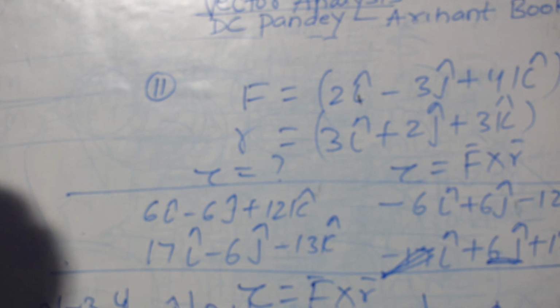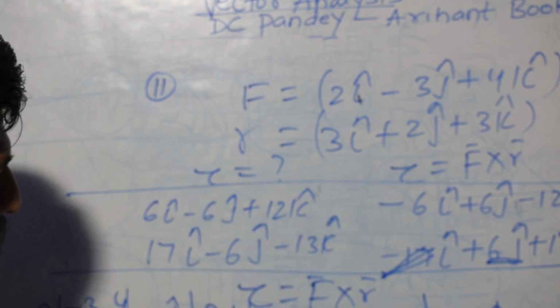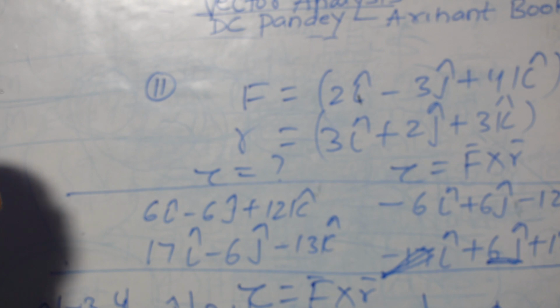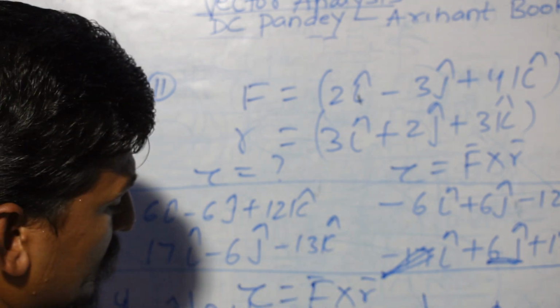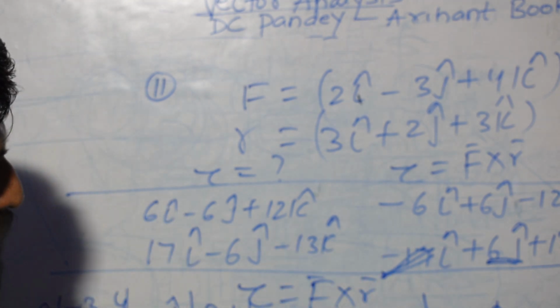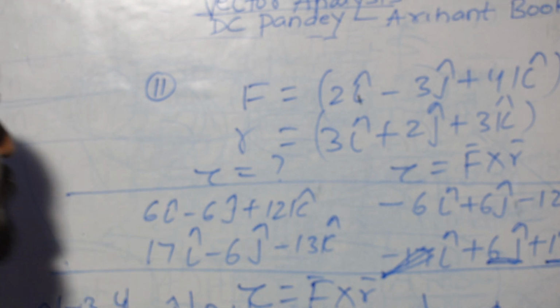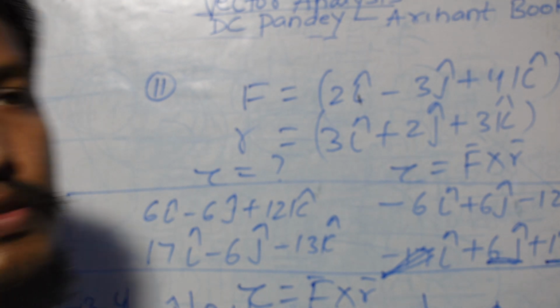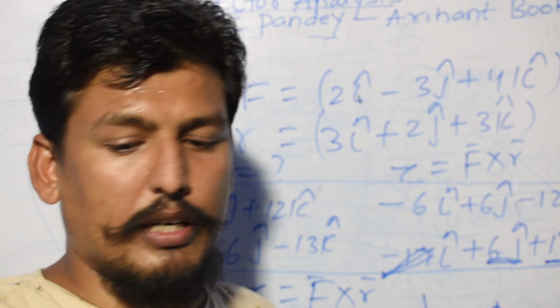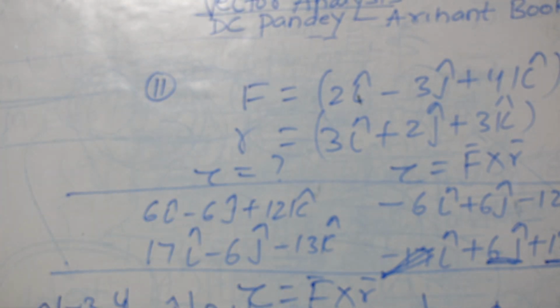2 into 2, plus k. You have to learn the trick. 2 into 2 is what? 4, minus 3 into 3 is what? Minus 9. So minus minus plus 9 plus 4 is what? 13k. So this one is the answer. This is related to which product? Vector product.